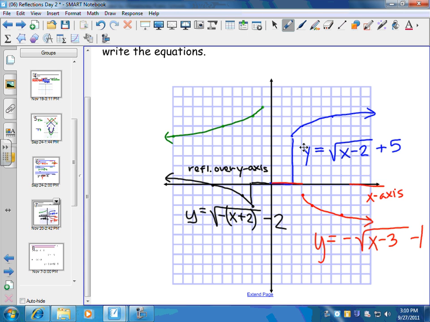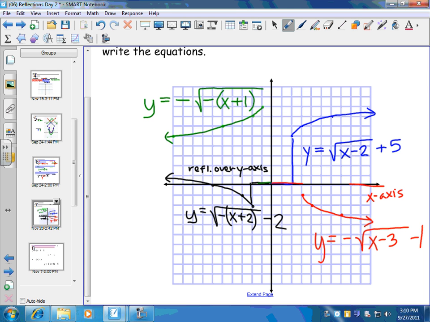The last graph, and the reason I saved it for last, is you can see that it's been reflected twice. It's been reflected over the x and over the y-axis. So I'm going to put a negative on the outside and a negative on the inside. Okay. From there, it was moved backwards 1, left 1. So that means it's going to be x plus 1.